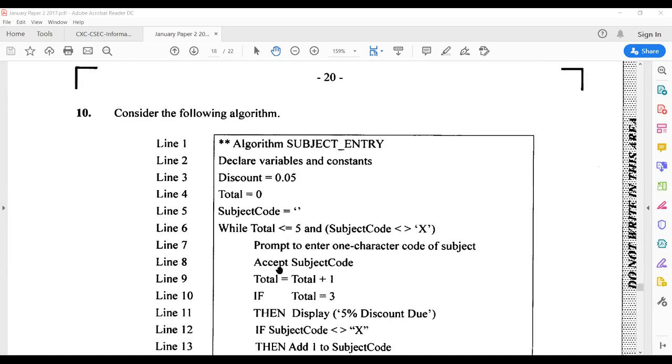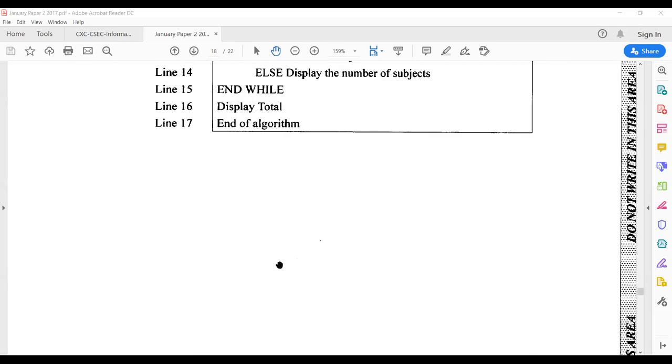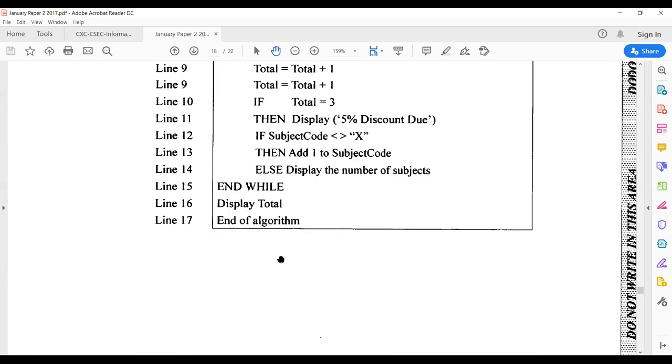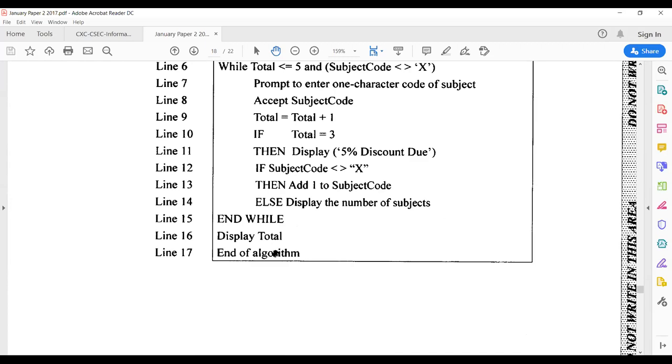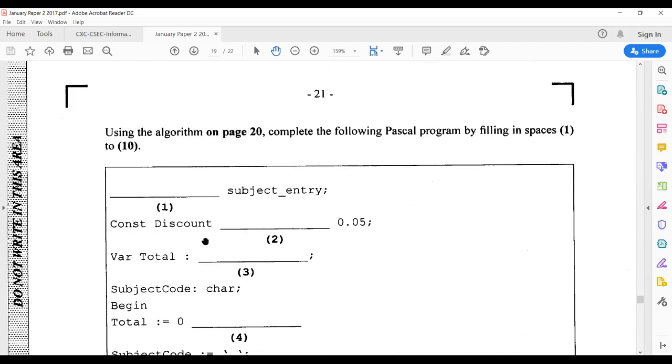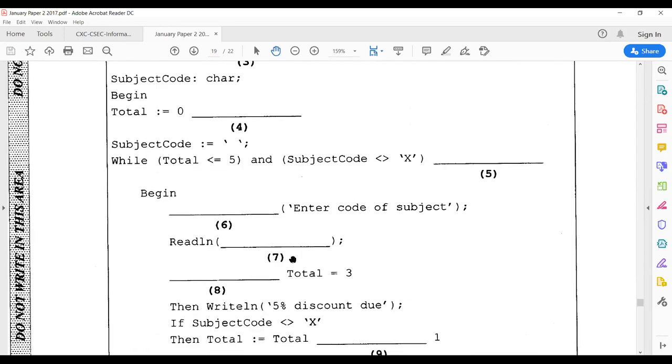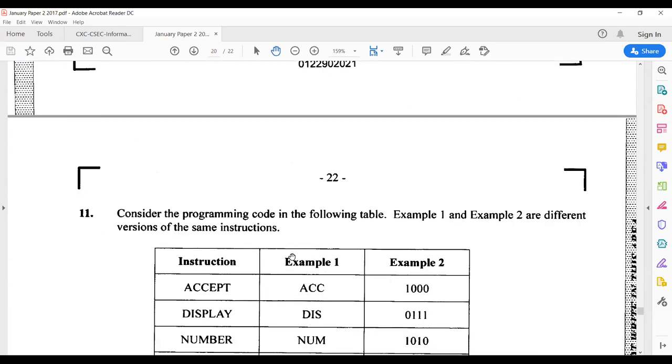Okay, question 10. Question 10 is an algorithm. They give you an algorithm and then they ask you to complete Pascal code. Some of you might guess what I'm going to say here. This is not something you're going to be validated on because this is specific to the Pascal programming language, so nothing is required there.